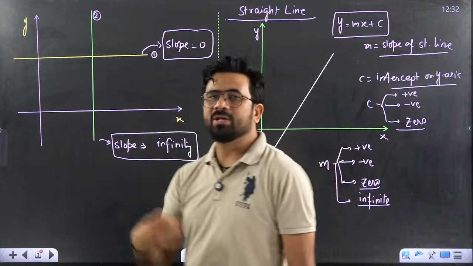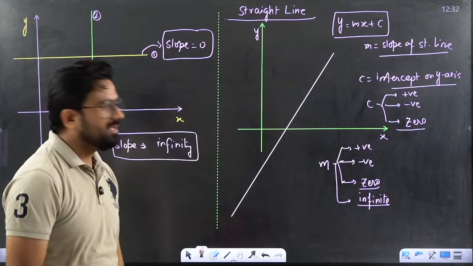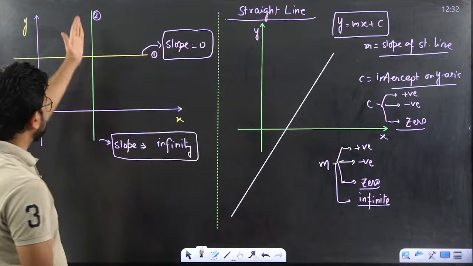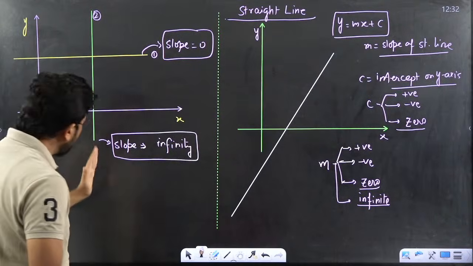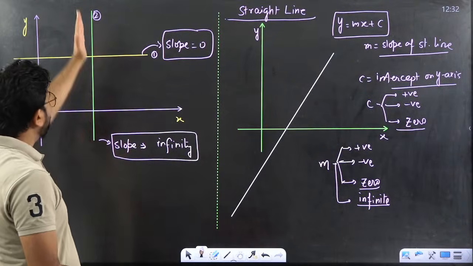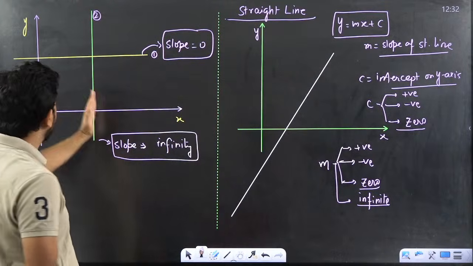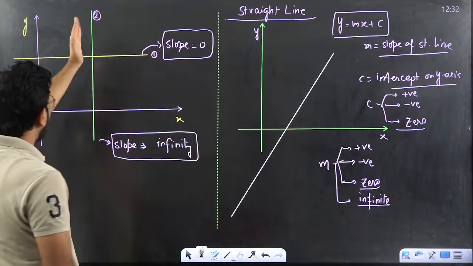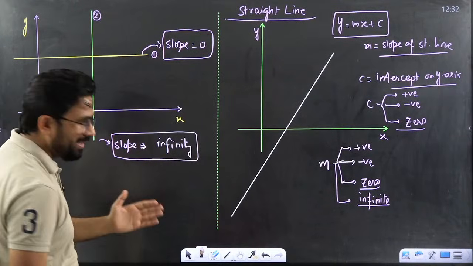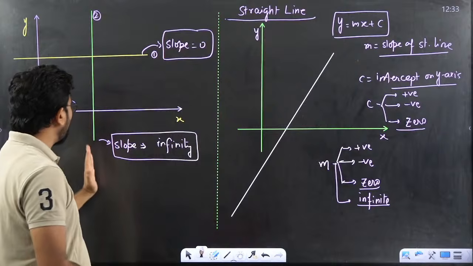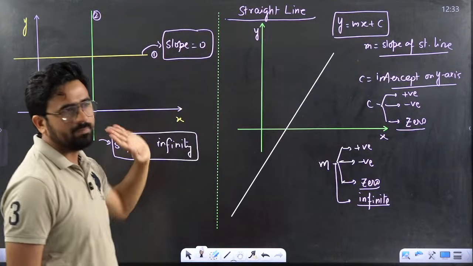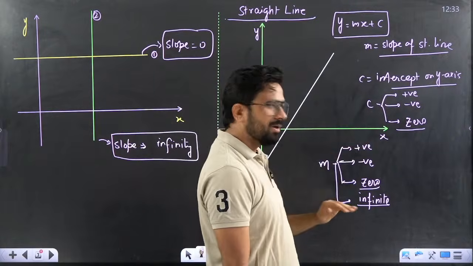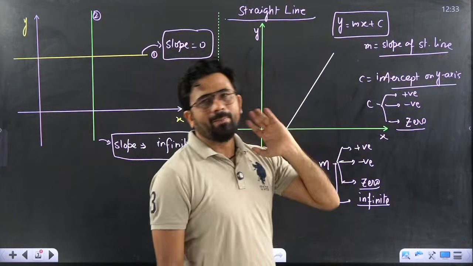Whenever I am saying slope positive, what does slope positive mean? What does slope negative mean? Slope 0 and infinity I just explained to you. 0 means parallel to the x-axis and infinity means perpendicular to the x-axis, or you can say parallel to the y-axis. Again I am repeating: parallel to the x-axis, slope 0; parallel to the y-axis, slope infinity. That's simple. Now the question is, what are positive slopes? What is negative slope?